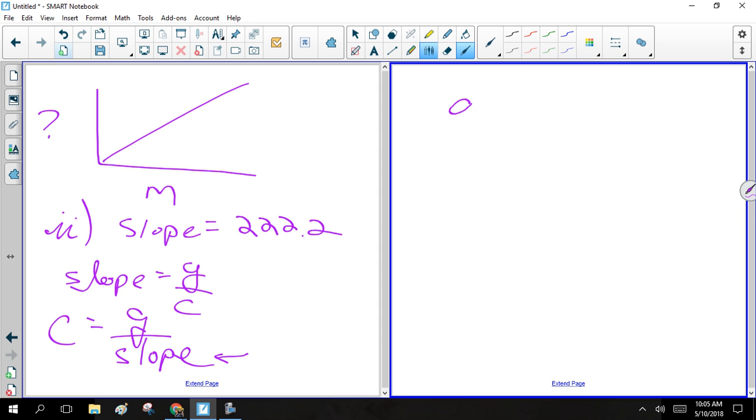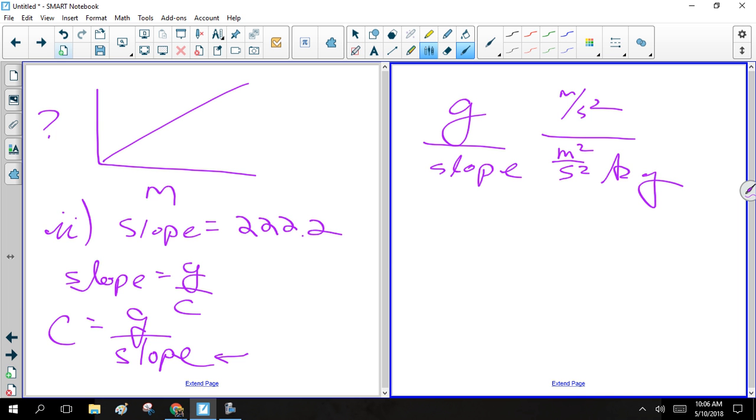So g is meters per second squared, right? My slope is terminal velocity squared over mass. So terminal velocity squared is meters squared per second squared, over mass, right? And simplify that, and you end up getting kilograms per meter.